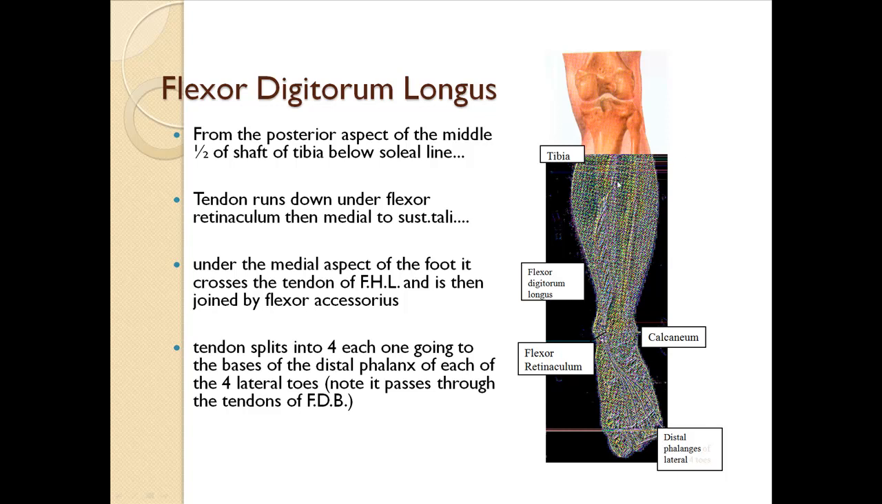is supposed to represent flexor digitorum longus. Now, flexor digitorum longus, again, has a fleshy attachment arising from the posterior aspect of the middle half of the shaft of the tibia, again below the level of the soleal line, running almost underneath tibialis posterior. So it also has a small attachment from the adjacent interosseous membrane, and the tendon of flexor digitorum longus passes again behind the medial malleolus, then it goes under the flexor retinaculum and lies on the medial aspect of the sustentaculum tali.